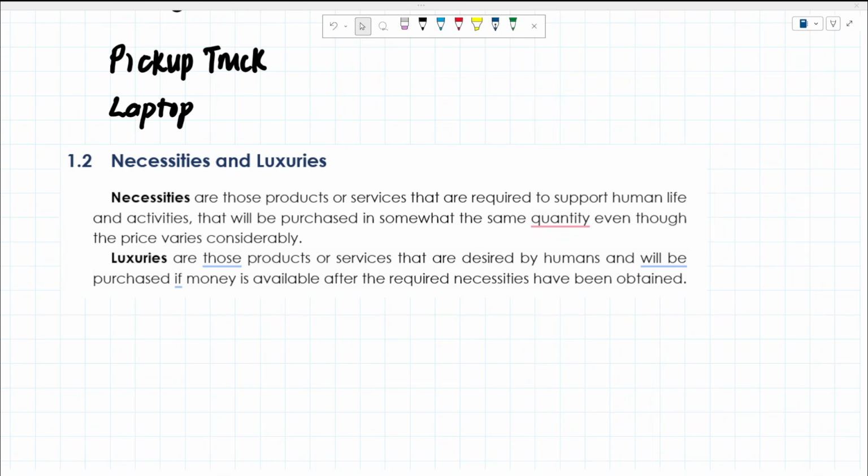So, I'm sure you already understand what I mean by necessities and luxuries. This is highly subjective. Ang sabi nga, di ba, the line which separates necessity from luxury is fluid. It is always changing depending on certain factors.